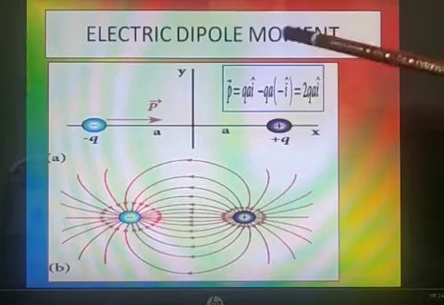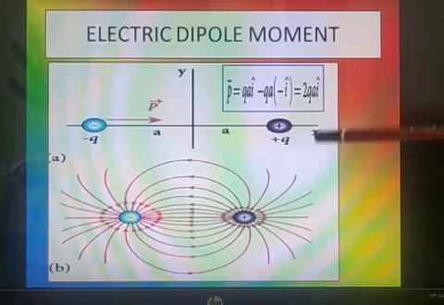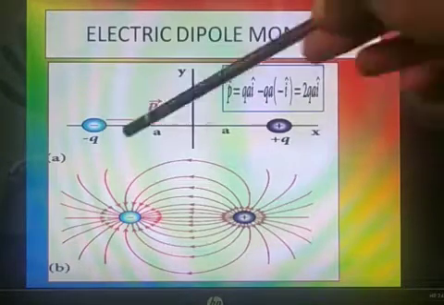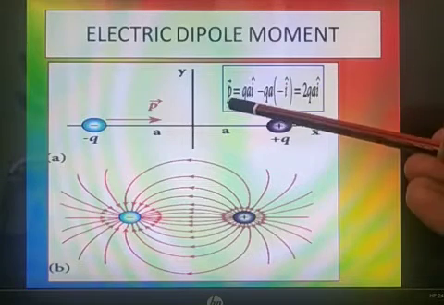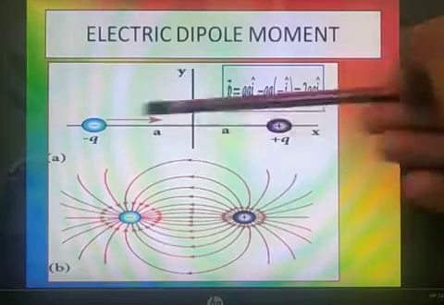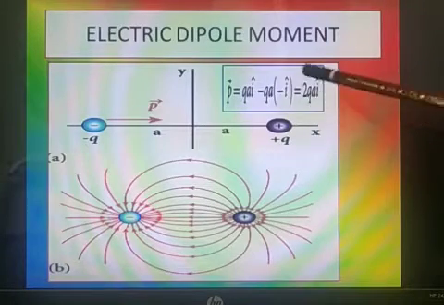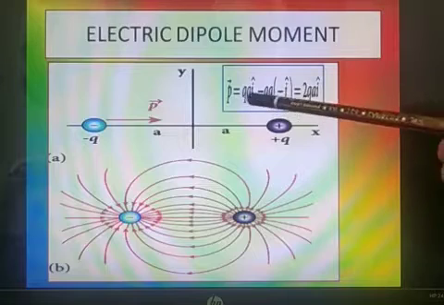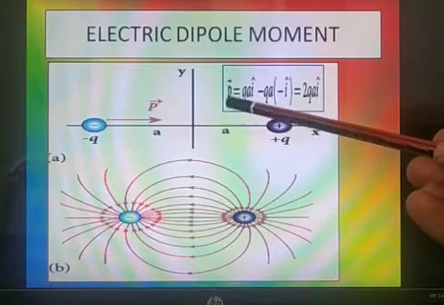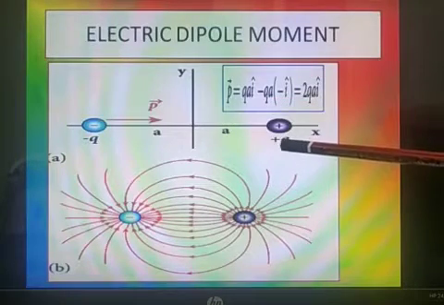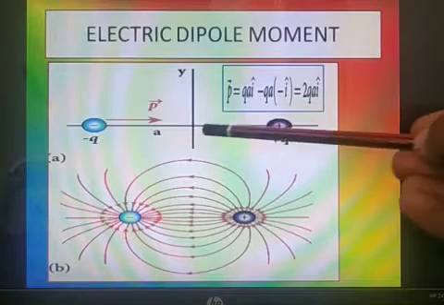Its magnitude can be calculated. Let us imagine that minus q and plus q are both kept along the x-axis. What will be the value of the electric dipole moment, the strength of the electric dipole? Now we can take the electric dipole moment P vector as the product of the charge value and the distance between the two charges. Here we have considered the direction from the center point. P vector is the electric dipole moment, q is the magnitude of the charge, distance is a, and i cap is the unit vector acting along the positive x-axis.